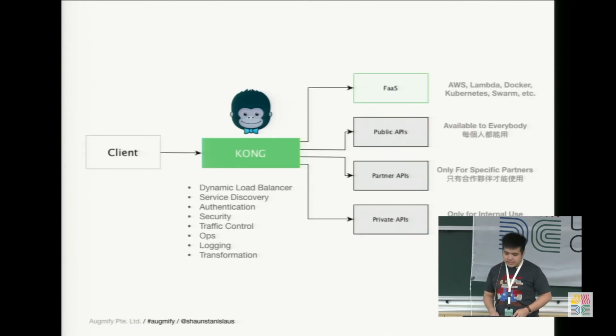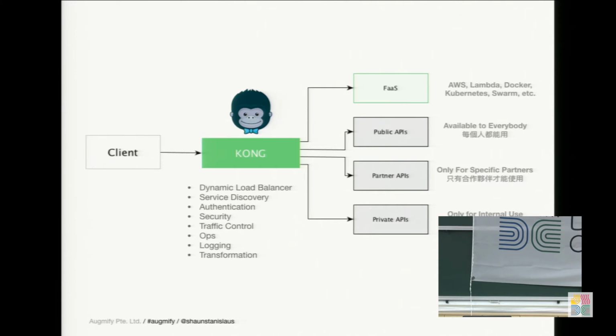So the next thing here is the infrastructure of Kong, how Kong actually works. I'm going to move to this side. The FaaS itself, you can think of it like AWS Lambda, Docker, Kubernetes, Swarm, etc. The public APIs are where everybody can connect, and the partner APIs are only for specific partners who are partnering with you, and these APIs are limited to those partners who can pull out your data. And the private APIs are for internal use, for testing purposes, for your dev teams.